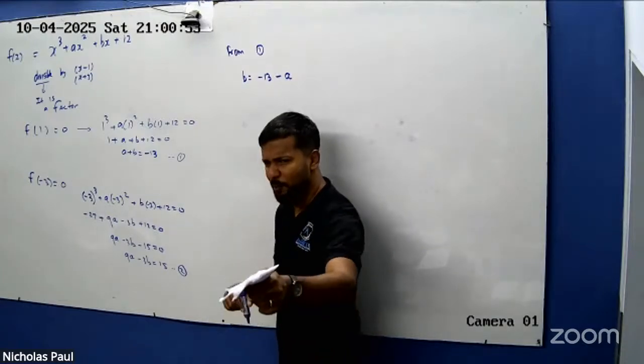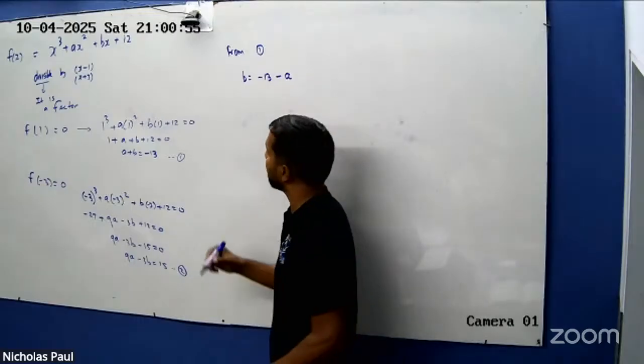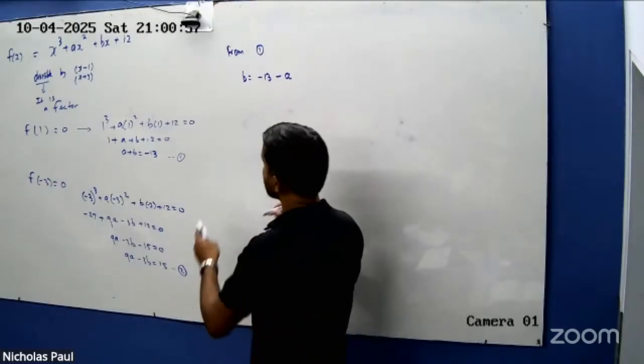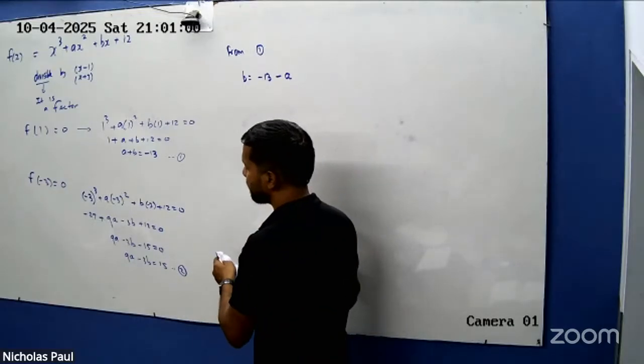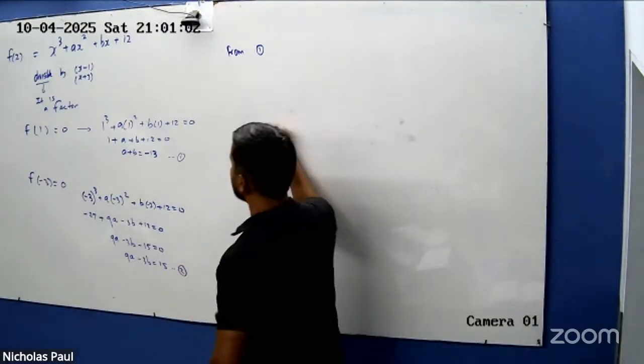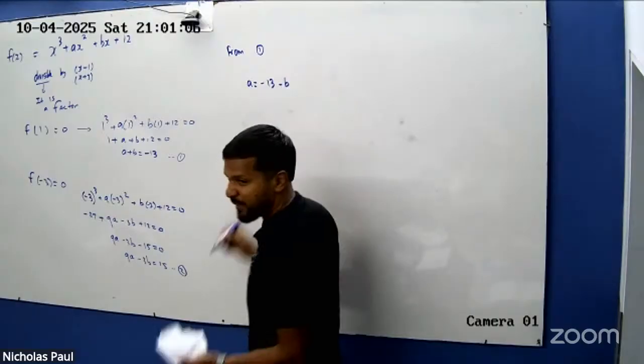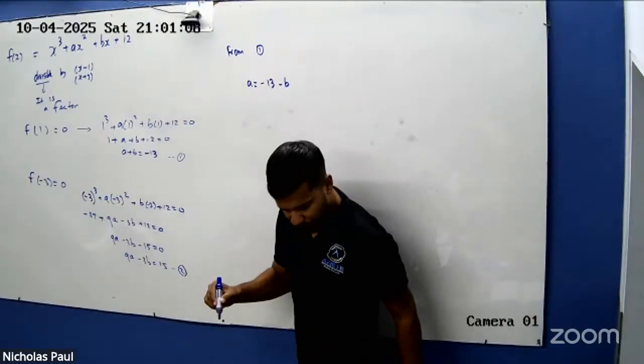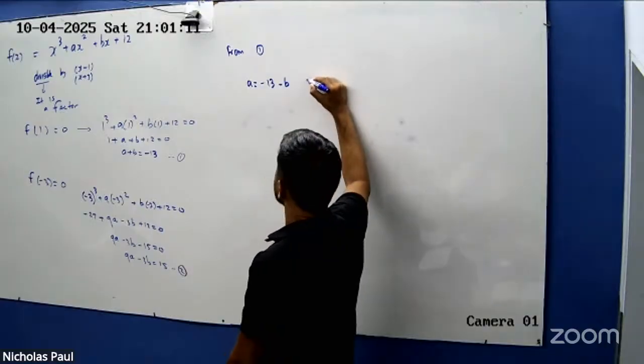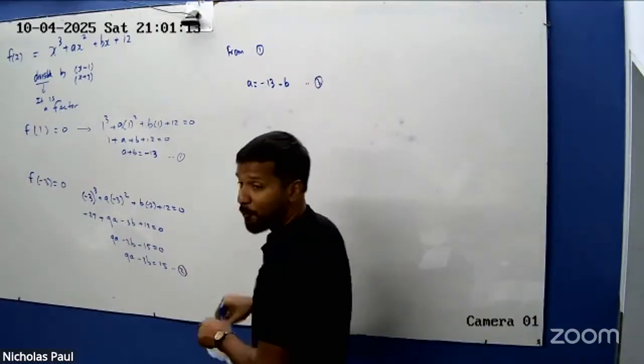You made A or B the subject? A, okay. Let me use yours. So A is equal to -13 minus B. Same thing, right? So this is equation 3. Tell them what you're doing.